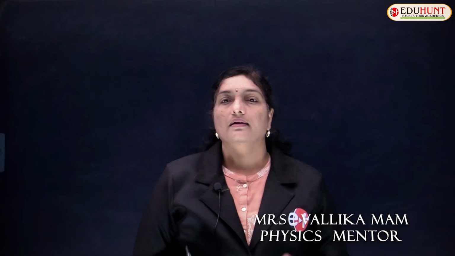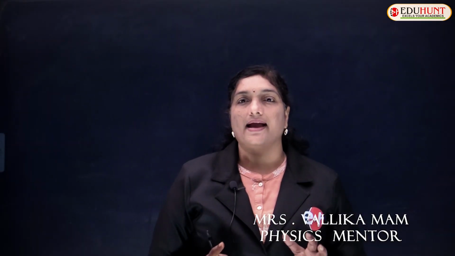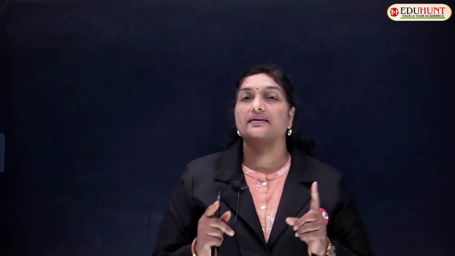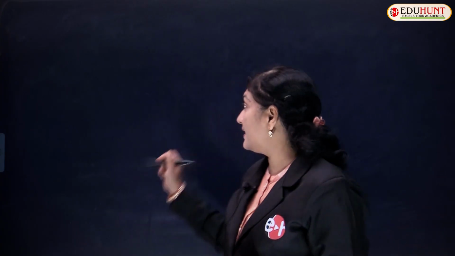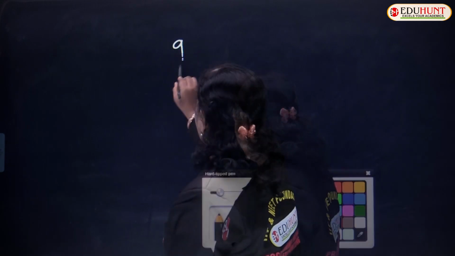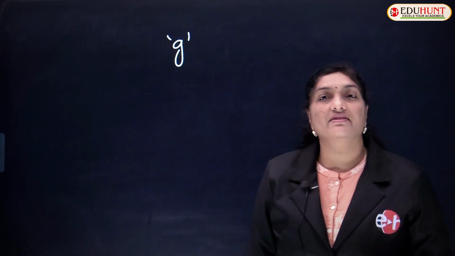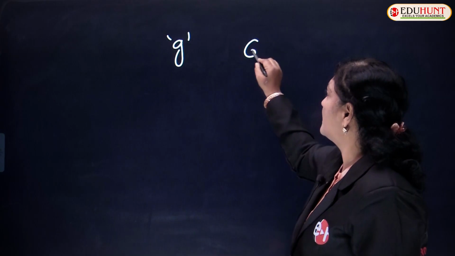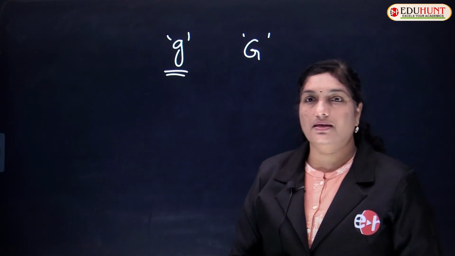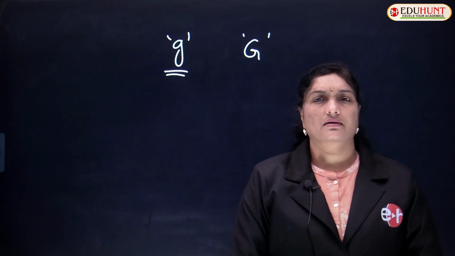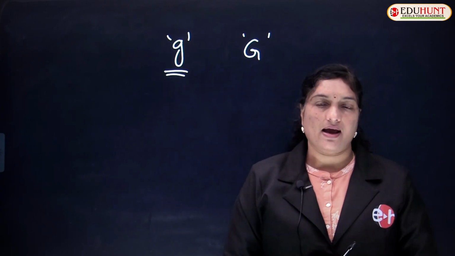So children, now let us try to understand in detail the differences between acceleration due to gravity, indicated with the letter small g, and the universal gravitational constant, indicated with the letter capital G. First of all, let us focus on acceleration due to gravity. What is meant by acceleration due to gravity?